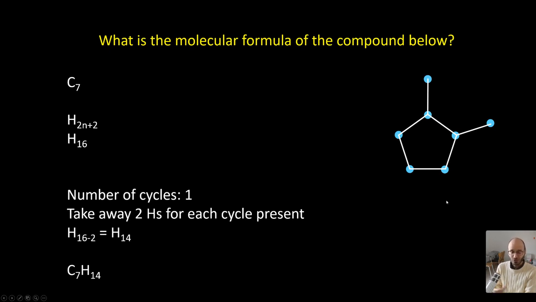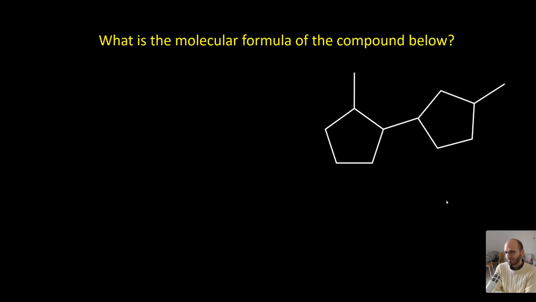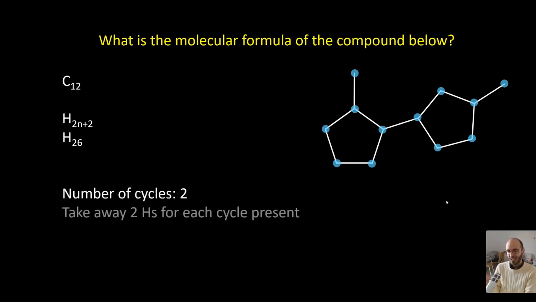But I'm going to give you harder questions. This one. You want to give it a go? Pause the video. So 12 carbons, 2n plus 2, that's the potential number of hydrogens, 26, but now you have 2 cycles, so you take away 4 hydrogens, H22, so C12H22.